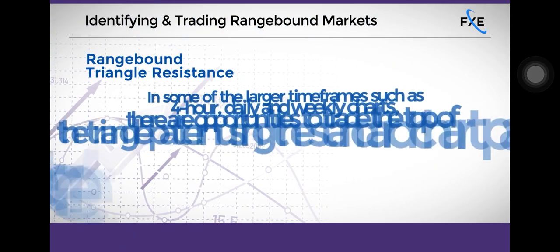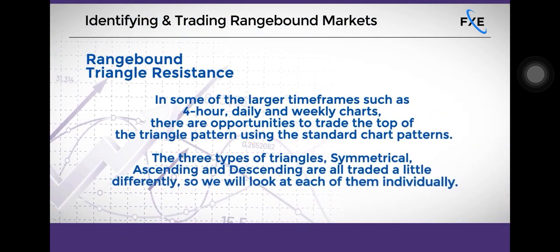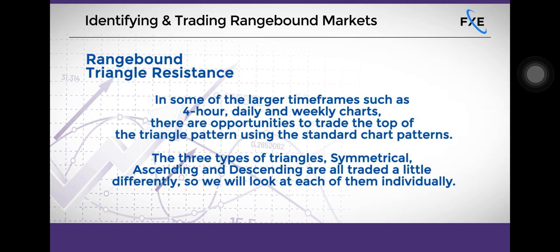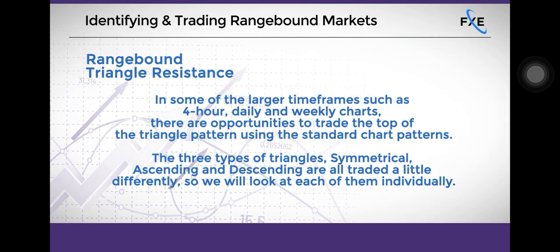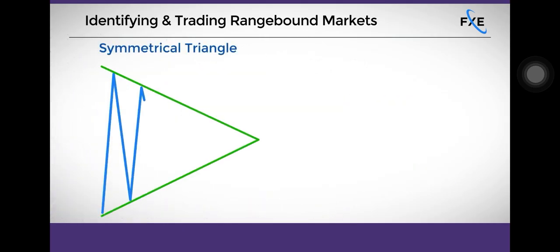In some of the larger time frames, such as the 4-hour, daily, and weekly charts, there are opportunities to trade the top of a triangle pattern using the standard chart patterns. The three types of triangles, symmetrical, ascending, and descending, are all traded a little differently, so we will look at each of them individually. One of the best ways to trade the resistance of a symmetrical triangle is by identifying a head and shoulders chart pattern.